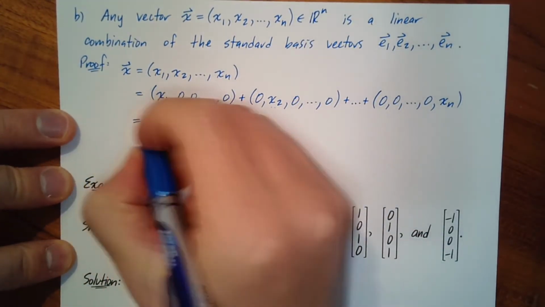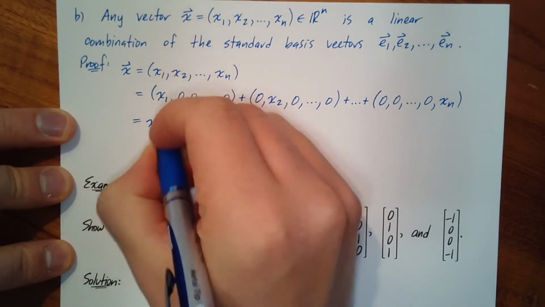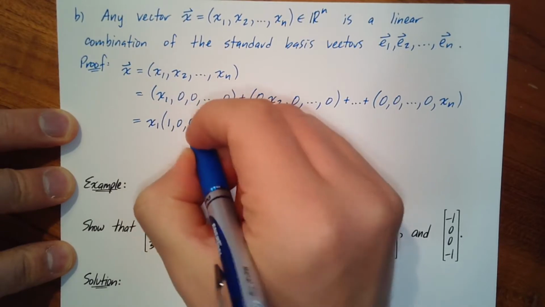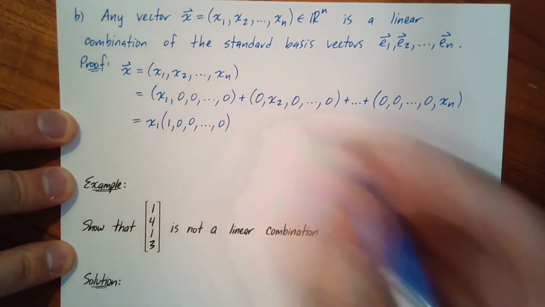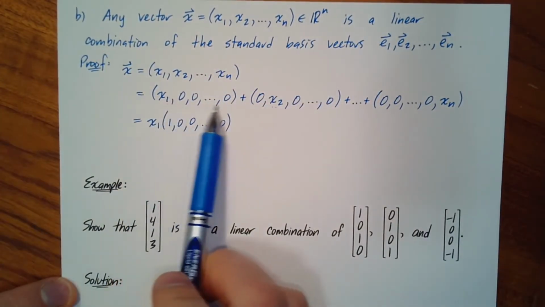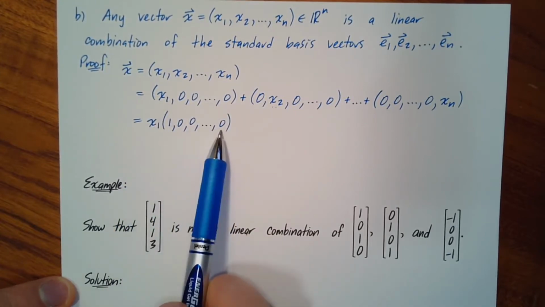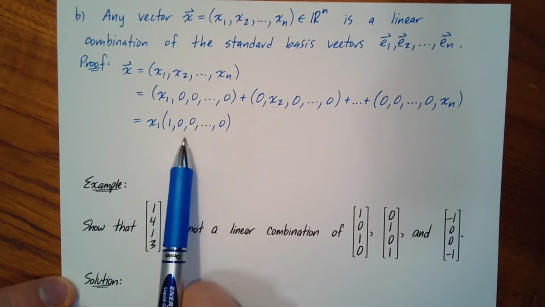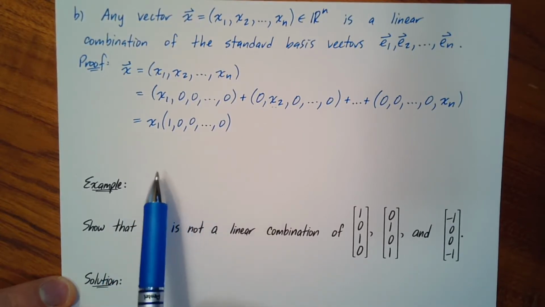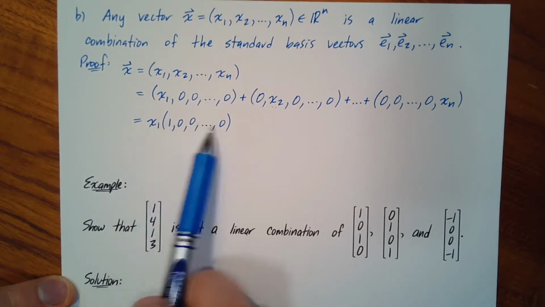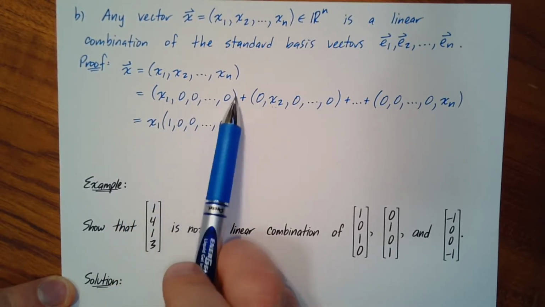We can write this as x1 times the vector 1, 0, 0, all the way up to the last coordinate of 0. So really, I've just replaced this vector with the scalar product of x1 and this vector, which has a 1 in the first coordinate and zeros elsewhere. Well, does that work? Of course, because if I multiply the x1 into every single coordinate, you're going to get exactly this vector here.